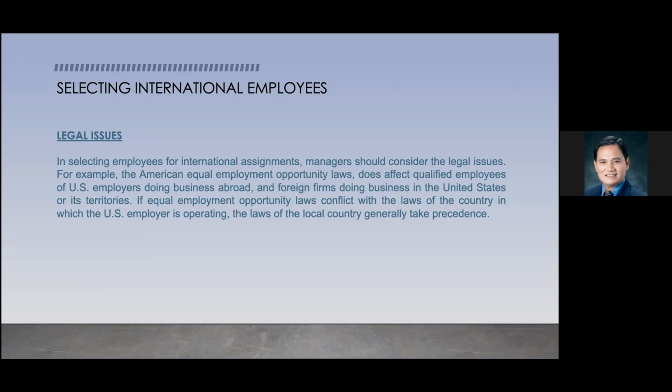So what is the equal employment opportunity that the USA is implementing? It is actually an employment practice where the employers do not engage in employment activities that are prohibited by law. It is illegal for employers to discriminate against an applicant or employee on the basis of their race, age, color, sex, religion, or national origin.